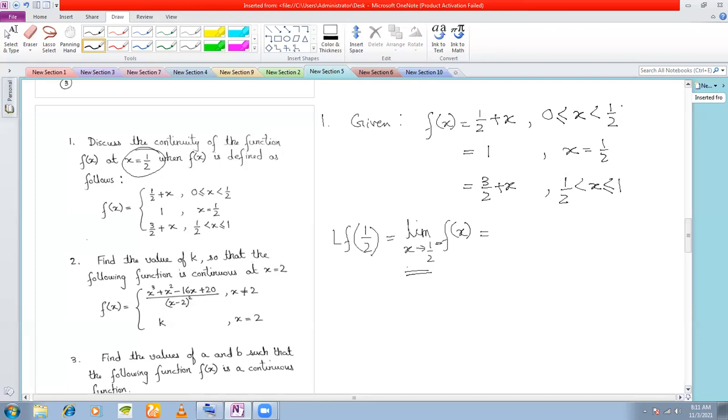Now you check this function. What is the value of f(x) where x is less than half? This is the range of x that is less than half, and what is the value of f(x)? Half plus x. So you write limit x tends to half minus of half plus x.